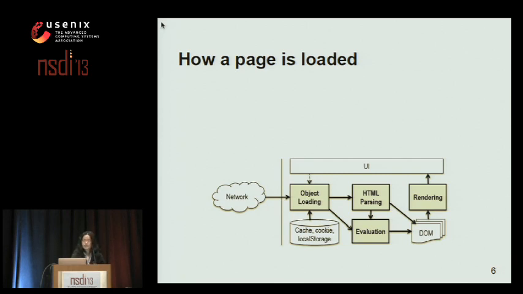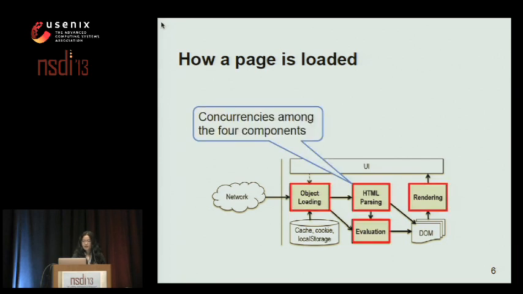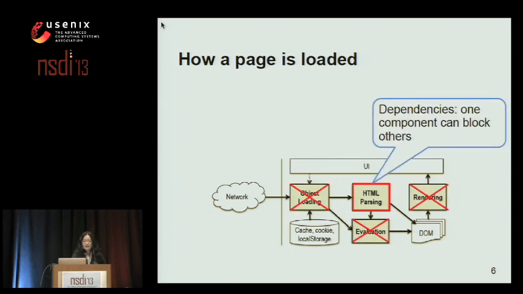There are 2 takeaways from this architecture. The first takeaway is concurrency. These 4 components here can happen in parallel. The second takeaway is dependencies. One component can block others. So our work is to figure out when concurrency or dependency can happen.